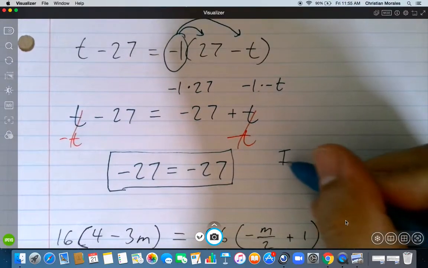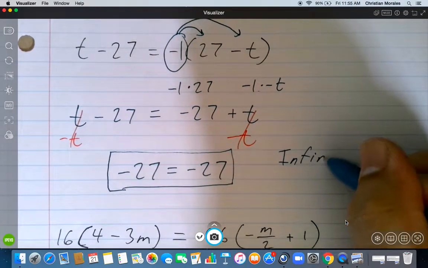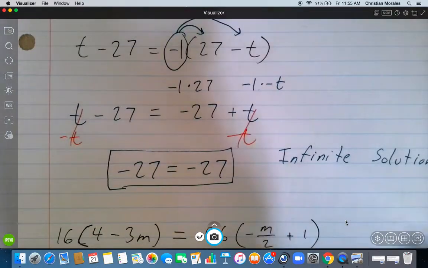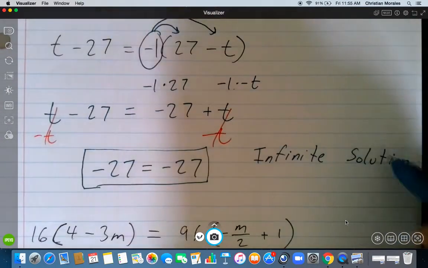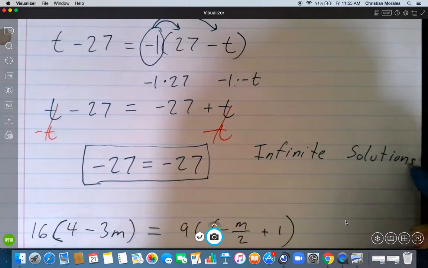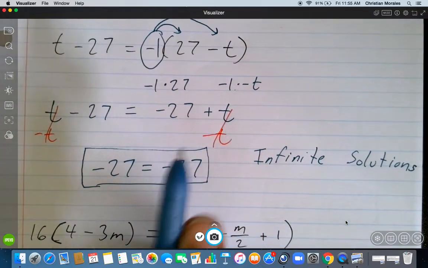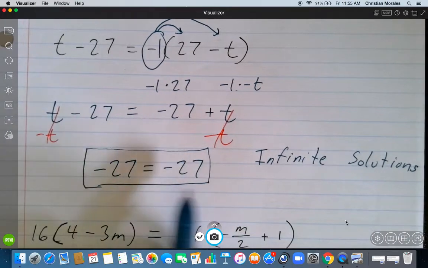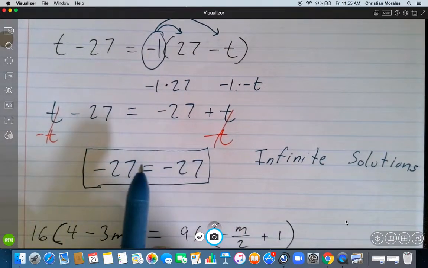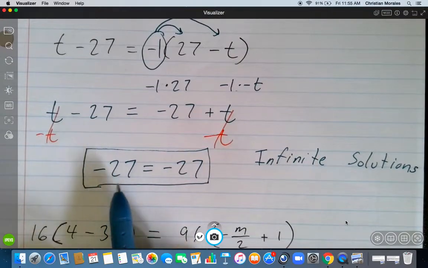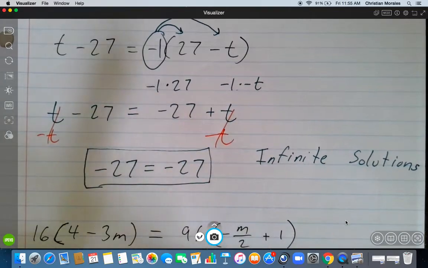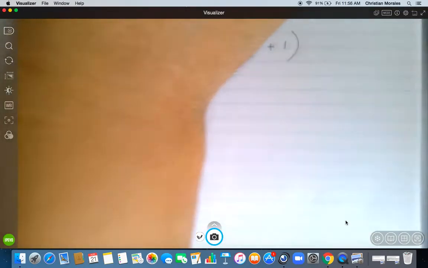So what is my answer for t? T has infinite solutions. Infinite solutions. Plural. You can plug in any number you want. You can plug in 5, you can plug in negative 4, you can plug in 2/3. You're always going to end up with them canceling out and leaving this statement. So whenever you're left with two numbers without a variable, but those numbers are equal to each other, that is infinite solutions.